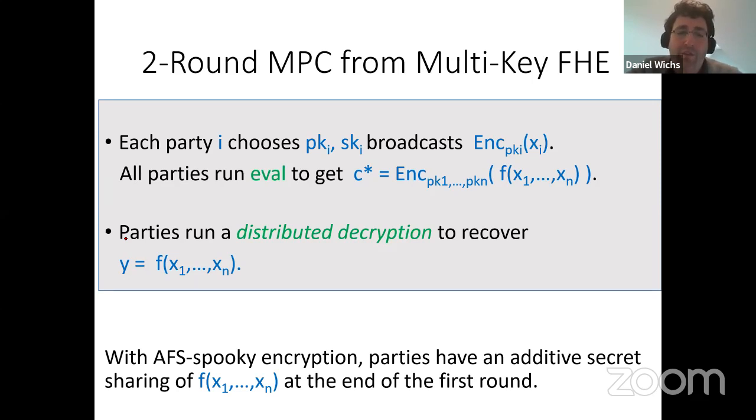So at the end of the first round already, the parties compute an additive secret sharing of the output. So you have a 1-round MPC protocol where the parties don't get the output itself, but they get a secret sharing of the output at the end of the first round. And then the second round just consists of all the parties sending out their shares.